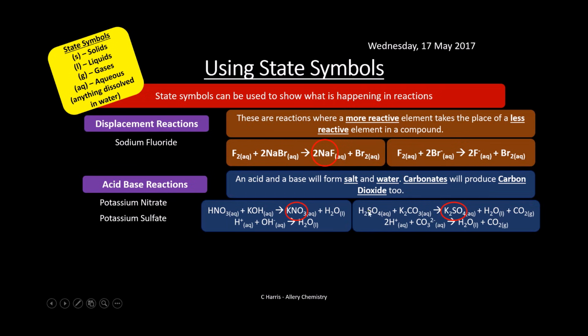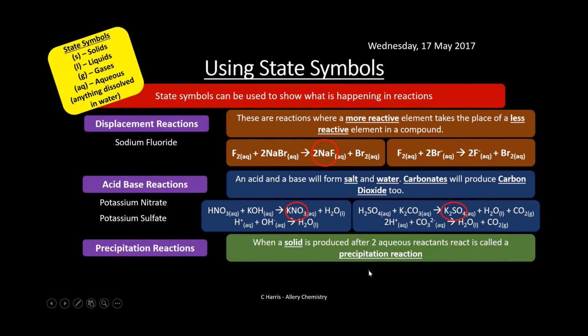The ionic equation, again: the bits which are changing. The sulfate is remaining the same, and the potassium is as well, so we can cancel them out. What we're left with is 2H+, which has come from the sulfuric acid, and the carbonate ion, which has come from potassium carbonate, forming water and carbon dioxide. So you can see all we're doing is looking for things which don't change.